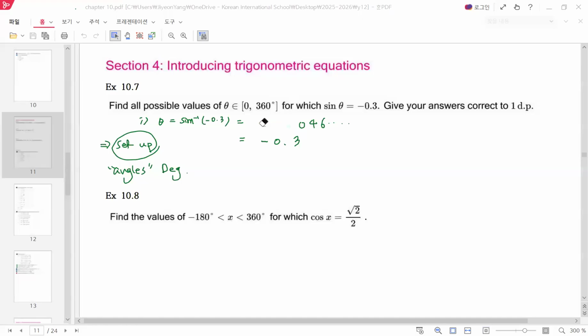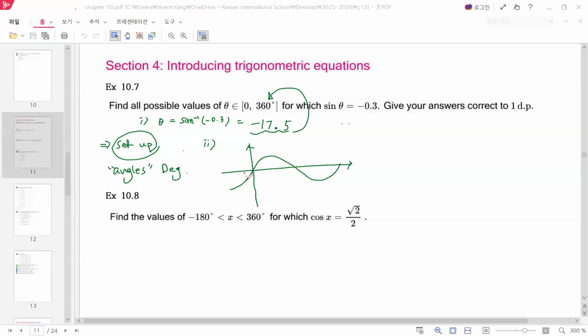So if you calculate this value using degree angle, it's going to be negative 17.5 to one decimal place. And secondly, you need to find the correct theta, because the negative value is not in this range. There are two methods to solve this question. The first one is using a sine graph. You can draw a sine graph by using your calculator. Then you can find negative 17.5 here, where the sine value is negative 0.3.